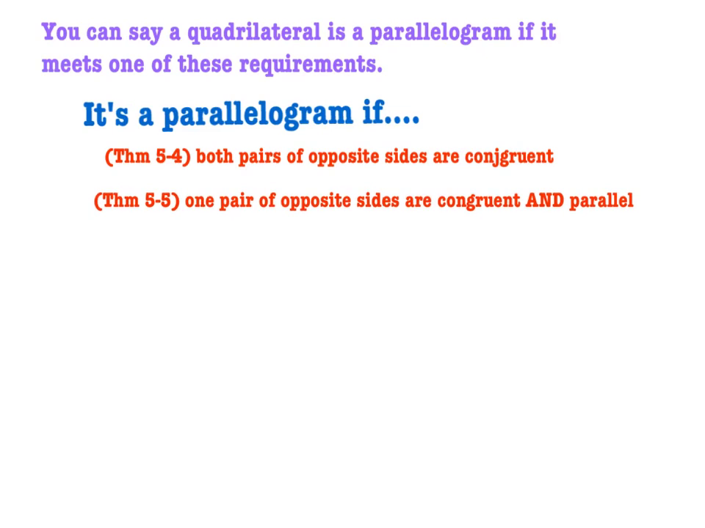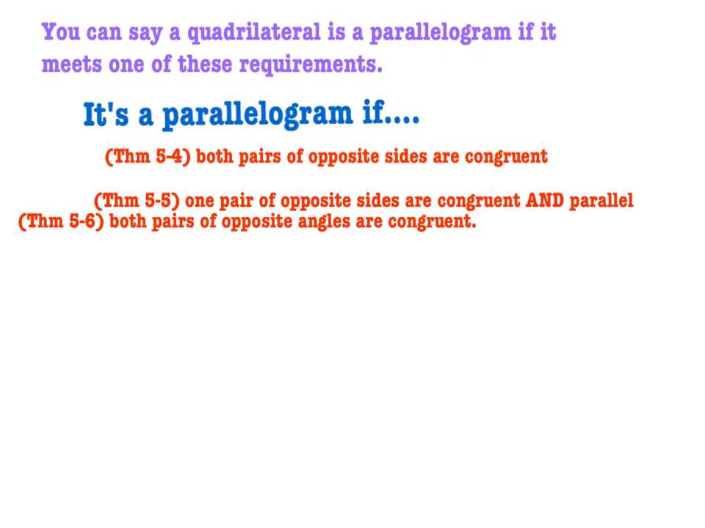So you can say that a quadrilateral is a parallelogram if both pairs of opposite sides are congruent, or if one pair is congruent and parallel. So it'd have to be both parts. Your next one says, the next one is theorem 5-6, and it says it's a parallelogram if both pairs of opposite angles are congruent.